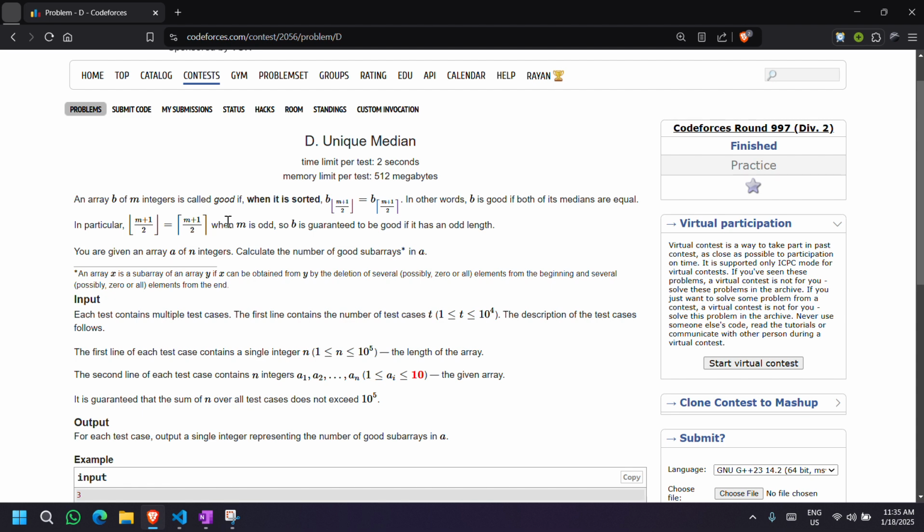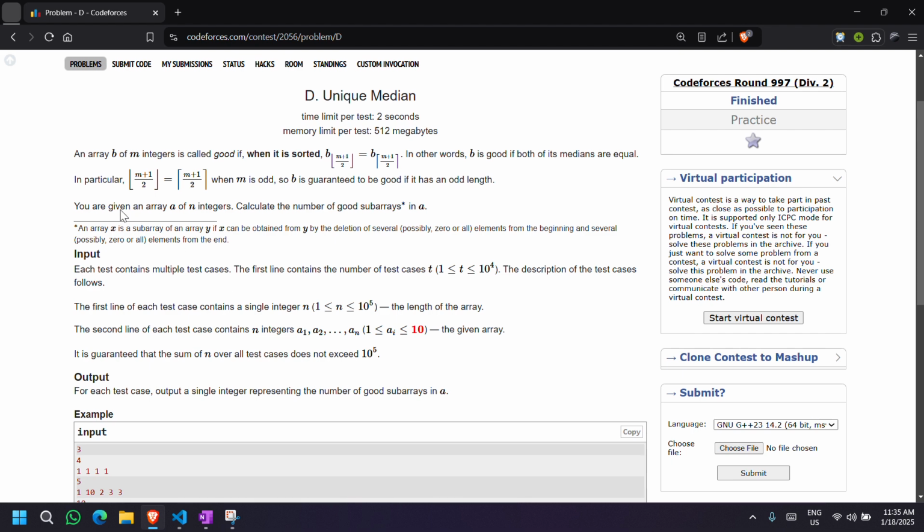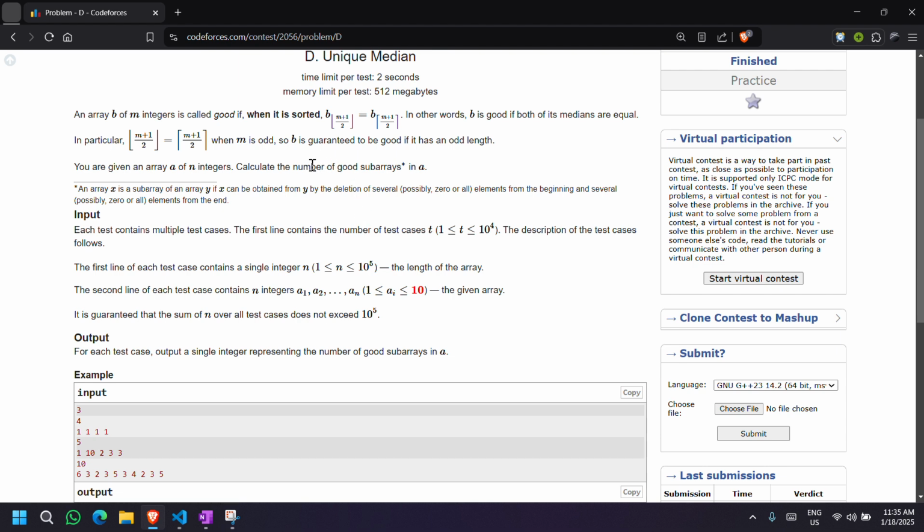In other words, B is good if both of its medians are equal. In particular, if m is odd, then both values are the same. So an array B is guaranteed to be good if it has odd length, meaning all odd length arrays are good. Now you are given an array of n integers and we have to count the number of good subarrays in A. First, see that all the odd length subarrays are good, and we have to find how many even length subarrays are good.